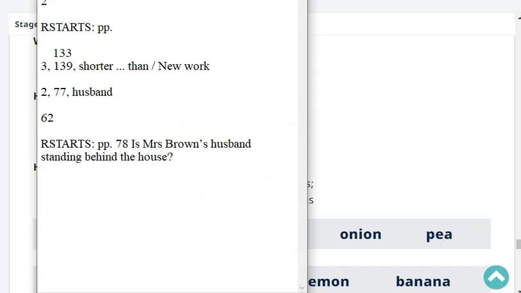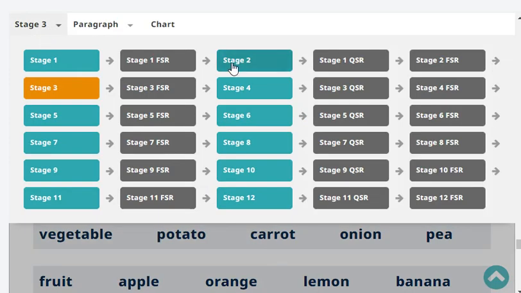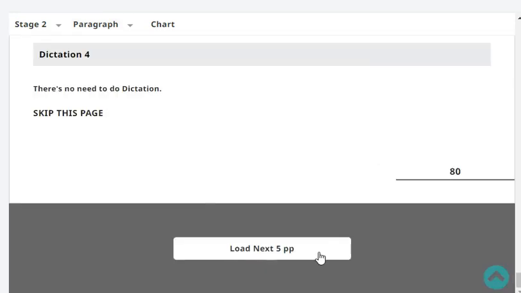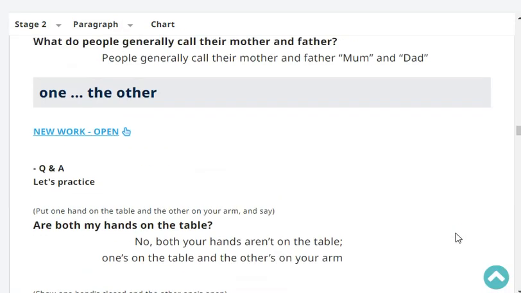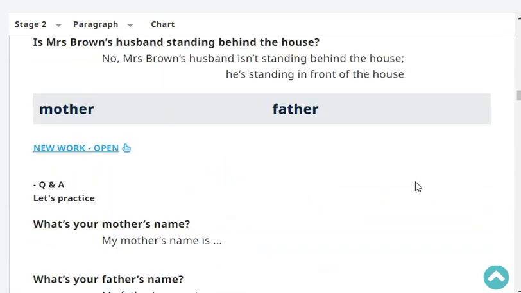Okay, there you go. So our reading is at stage 2, page 77. Last headword was husband. Okay, let's start at page 78. The question is: Is Mrs. Brown's husband standing behind the house? No, Mrs. Brown's husband isn't standing behind the house. He's standing in front of the house.